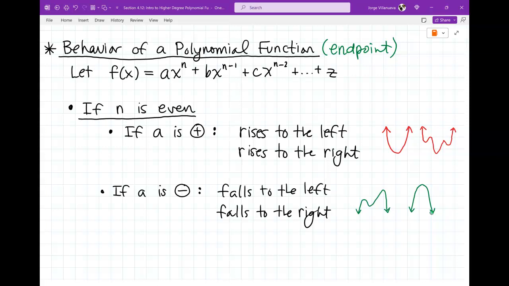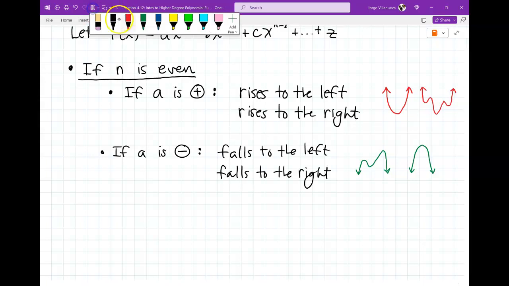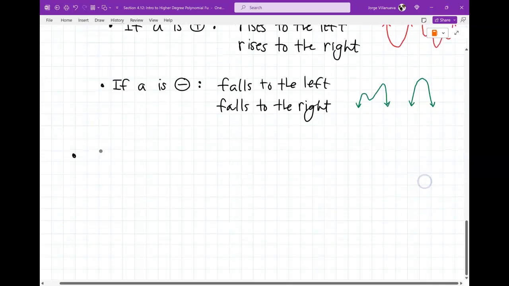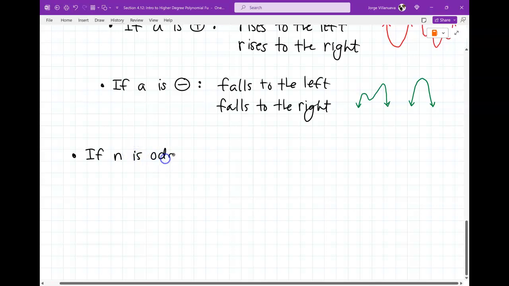If it's odd, they look a little different. Okay? But again, if n is even, you have to focus on A as well, the number in front. And then based on that, you're going to tell me whether it's going up or down, that type of stuff. Okay? So let me write down if n is odd. And then we'll do some examples. So if n is odd.